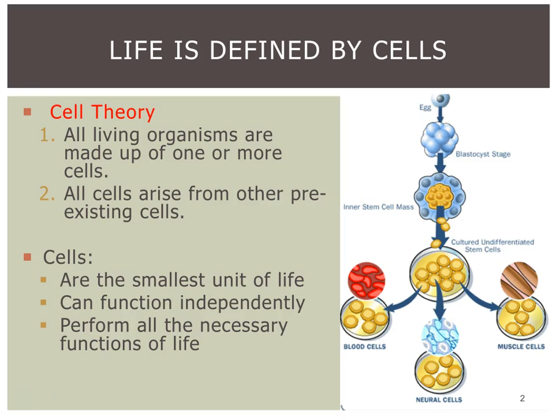So here's what we know about cells. They are the smallest unit of life, and so that means that cells are alive, and that cells make up all living things. Cells can function independently. That means that if you take a blood cell from your body, it performs the functions of life. And in fact, all cells perform all the necessary functions of life.